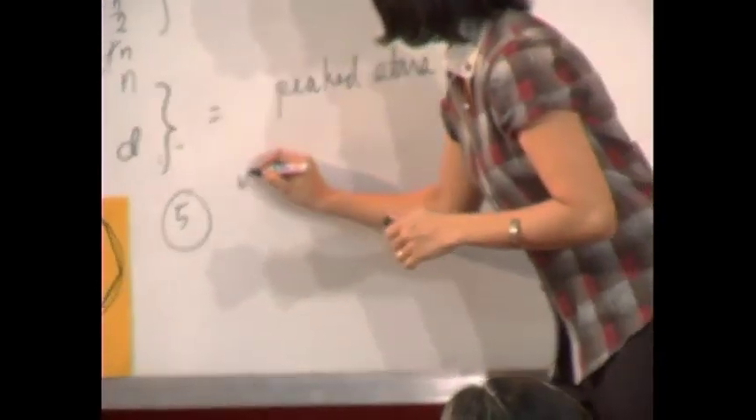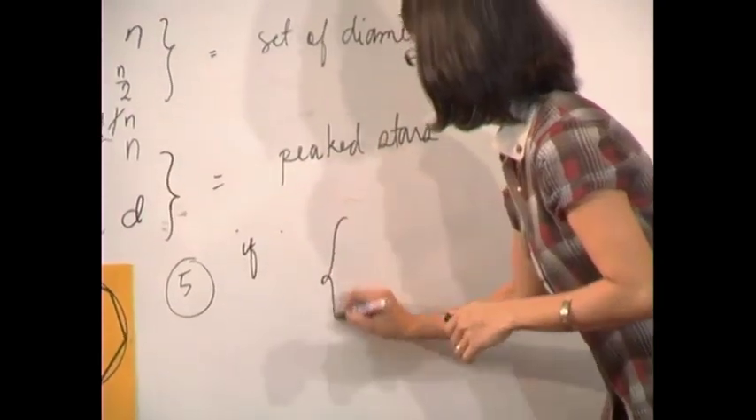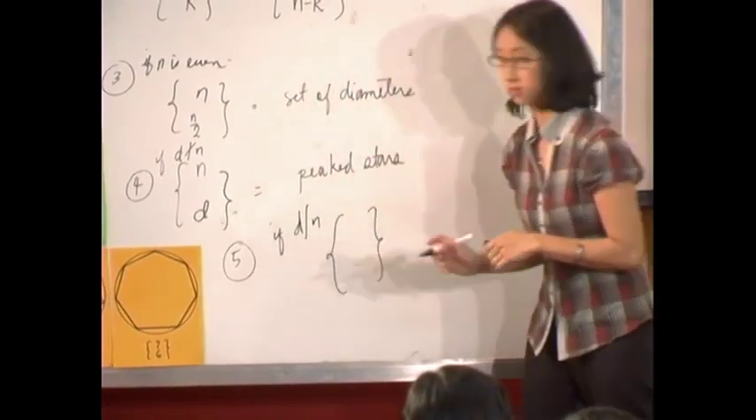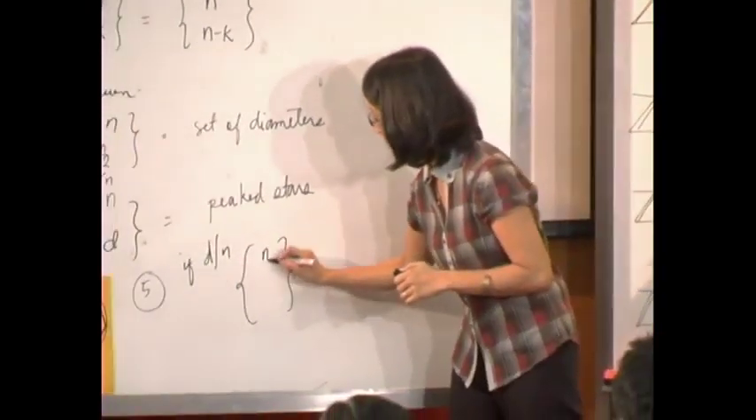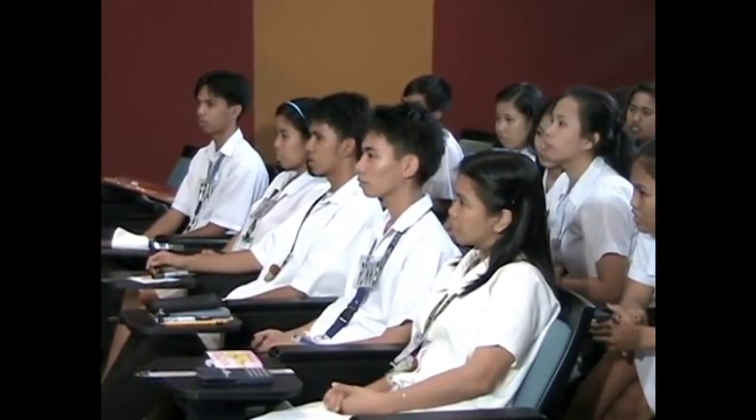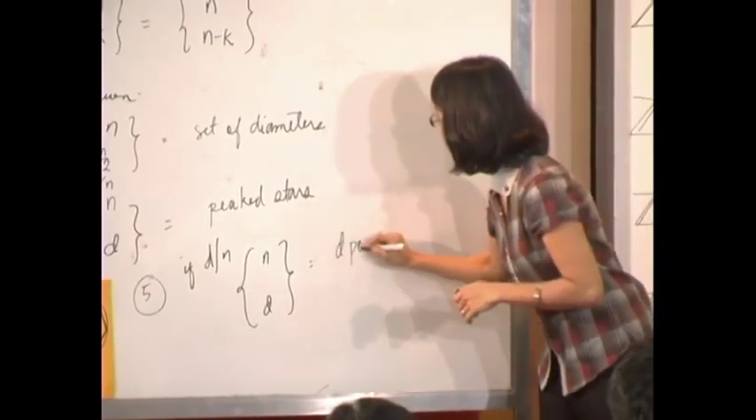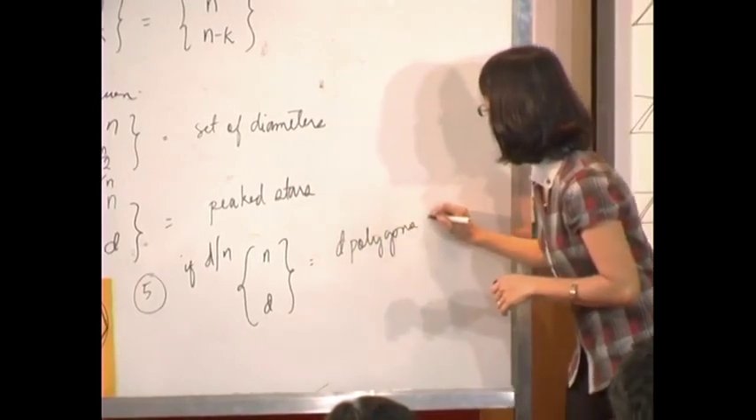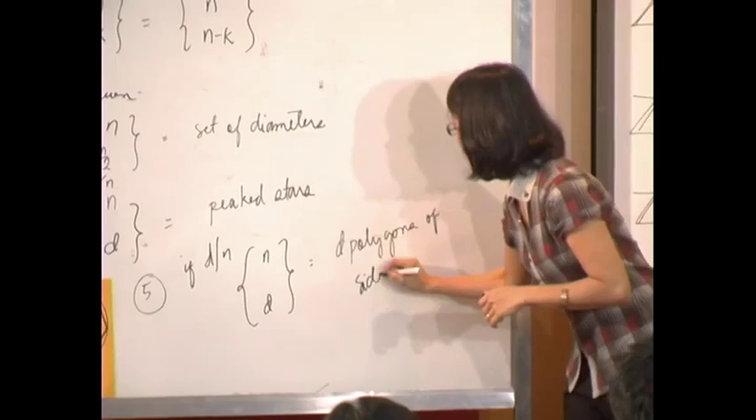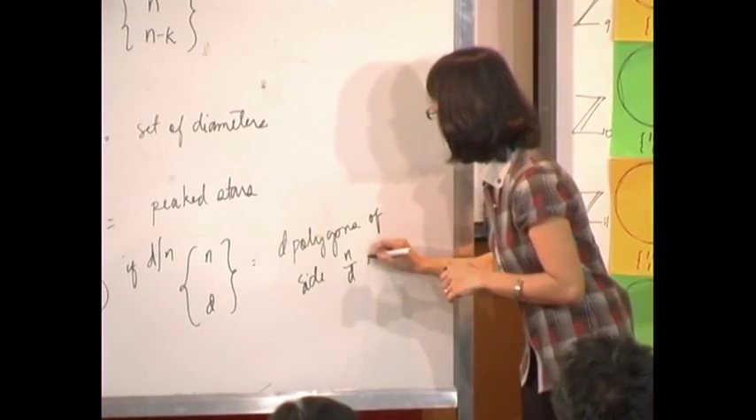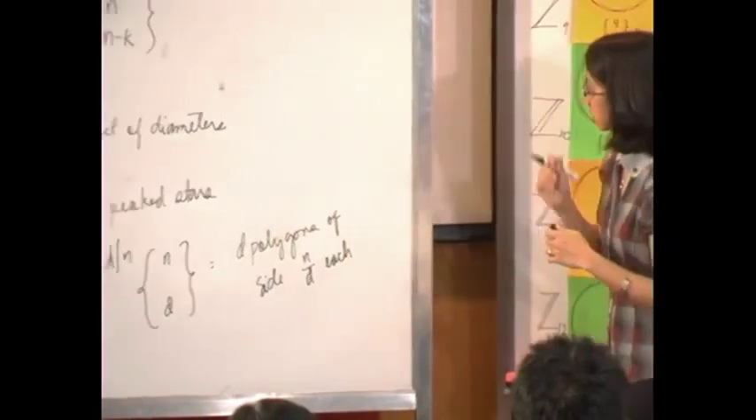If d divides n, what do you form? The graph would have how many polygons? d polygons of side n over d, n divided by d each. Okay? Does that cover everything?